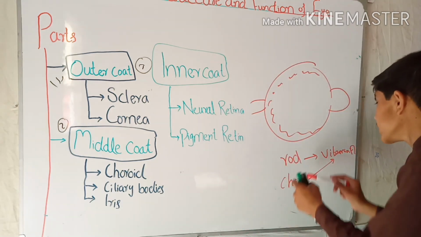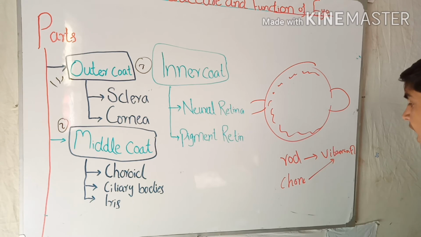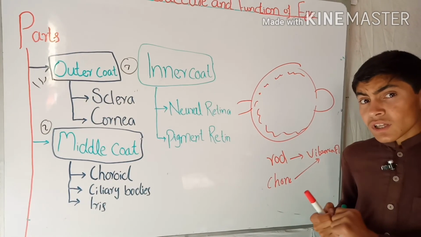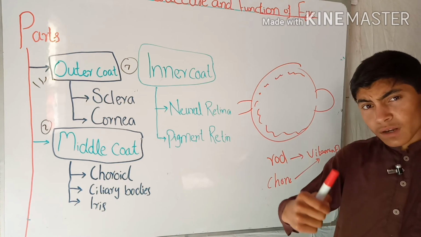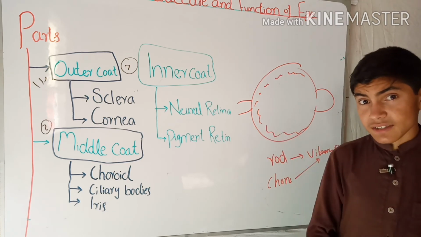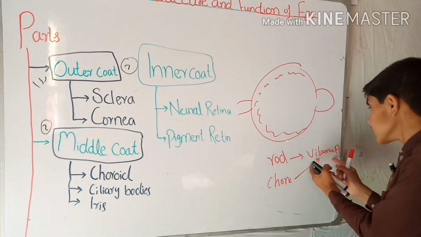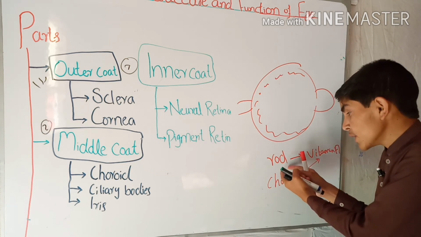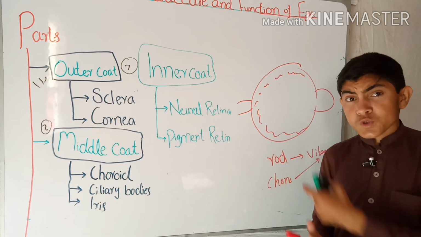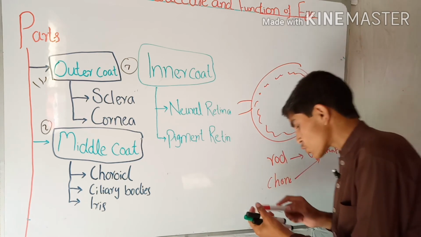Rods are synthesized from vitamin A, and cones are also synthesized from vitamin A. If there is a deficiency of vitamin A in our body, the presence of rods and cones will be low, and the person has what we call night blindness. The person cannot see things at night time. It is due to the lack of vitamin A in our body. If there is no vitamin A, there will be no rods in the neural part of the retina, so we cannot see things in the dark.